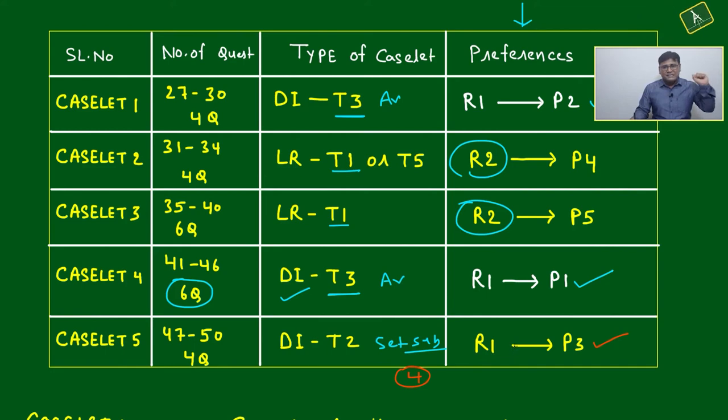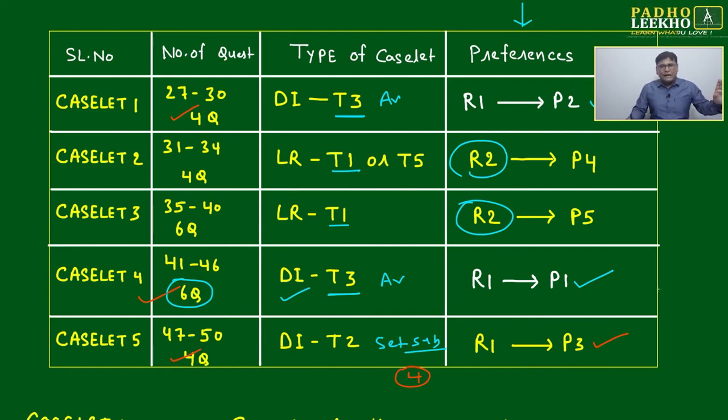Now for your round 1, 3 caselets are ready. How many questions? 14 questions out of 24. If you remember last year, those who did 7 or 8 correct in DILR got a good percentile. Those who did 10 correct got a very good percentile. And here, if you have done this analysis, I am 100% sure this 6 and this 4 and this 4, 14 questions you will be able to do easily.